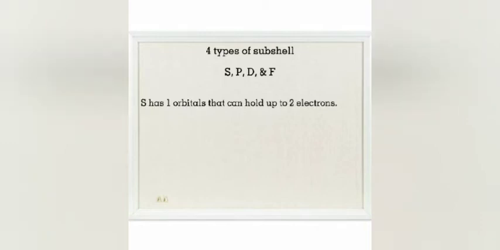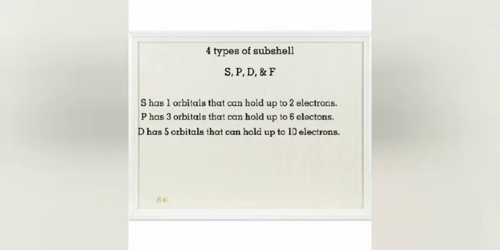So today I'm going to give an example of the F block. We have the 4 types of subshell, and that is the S, P, D, and the F. So S has 1 orbital that can hold up to 2 electrons. The P subshell has 3 orbitals that can hold up to 6 electrons. The D subshell has 5 orbitals that can hold up to 10 electrons. And lastly, the F has 7 orbitals that can hold up to 14 electrons.